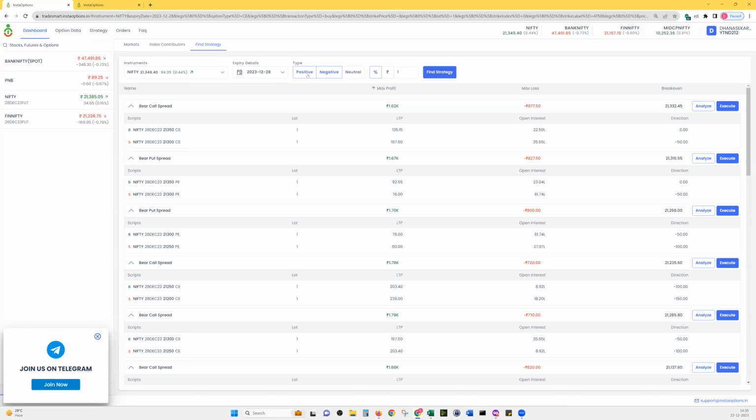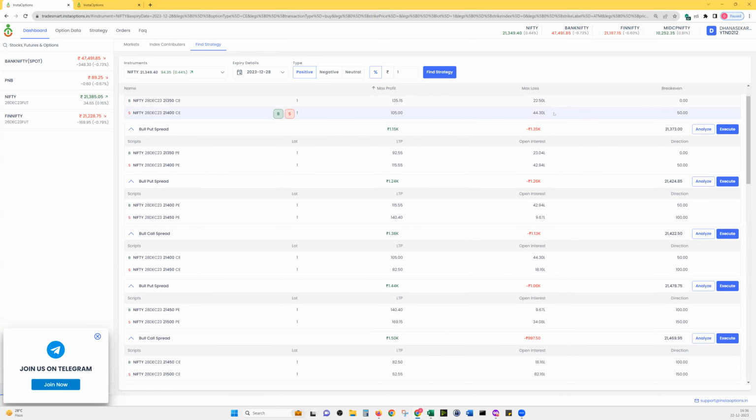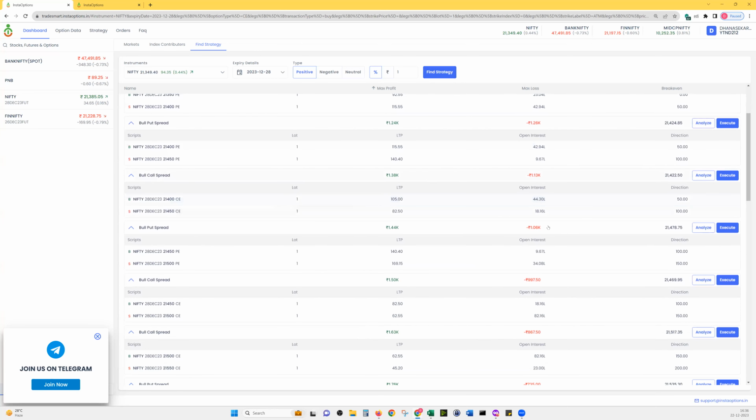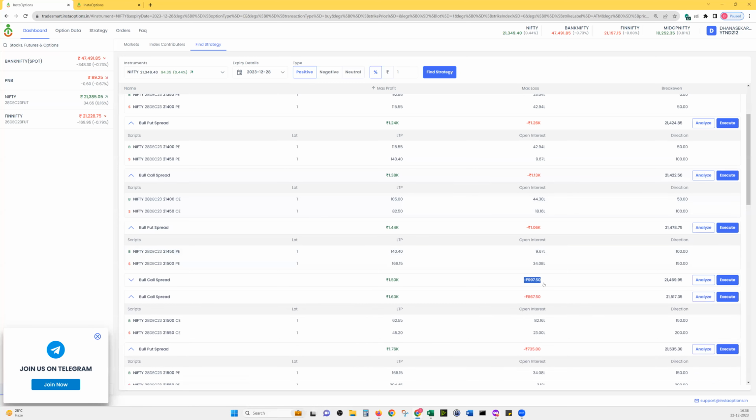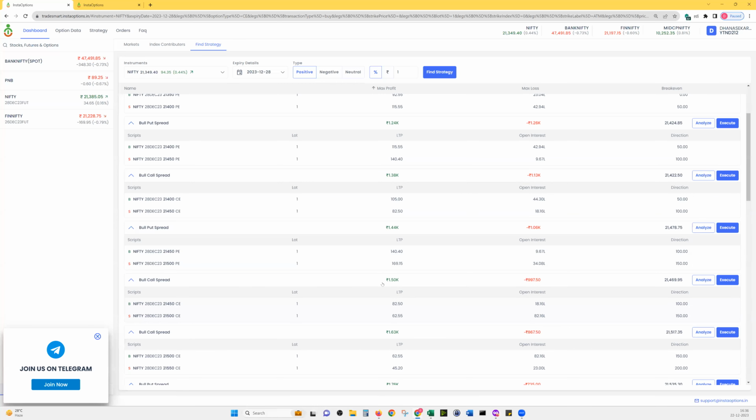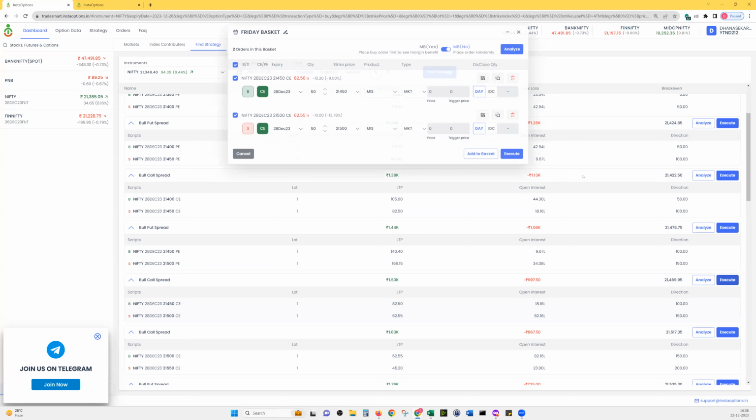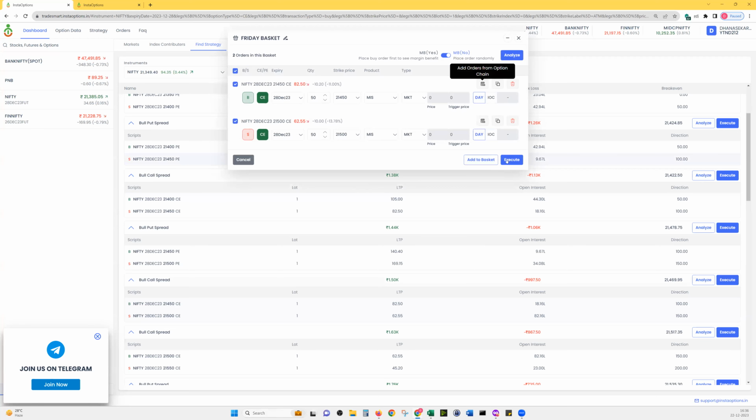So I have a bullish view in Nifty, so I click on positive and click on find a strategy. Now I see if I'm risking 900 rupees, I'm going to get 1,500. This strategy is good. Then I can just click on execute and then execute once again. Now it will be placed in my broker terminal.